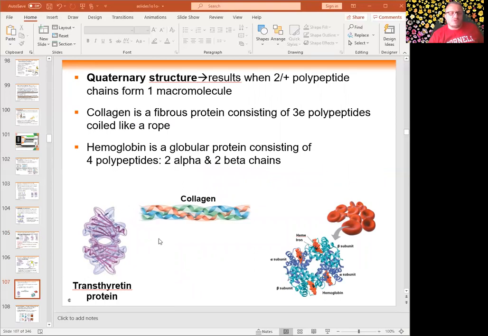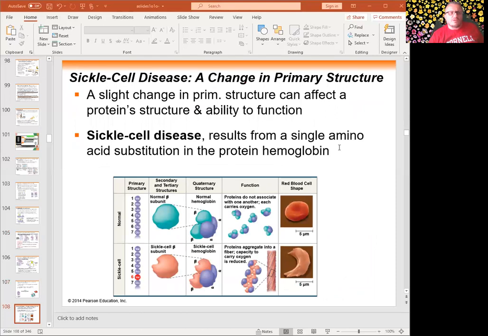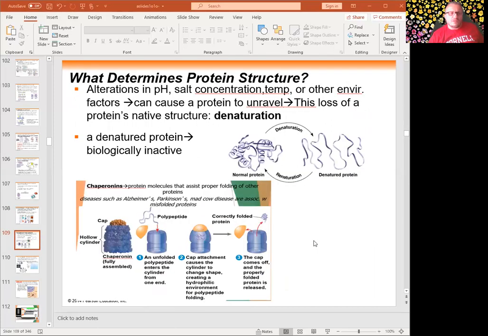You see here some proteins like hemoglobin, which is common in our red blood cells. Sickle cell disease results from only one change in the primary structure of the protein. You can see in position number 6, glutamic acid is replaced with valine, and that causes sickle cell. What determines protein structure? Protein structure can be changed, something called denaturation, by high temperatures, pH, and salt concentrations.